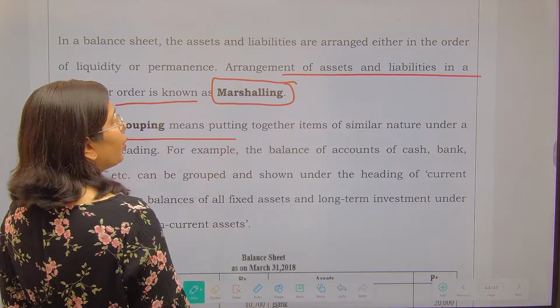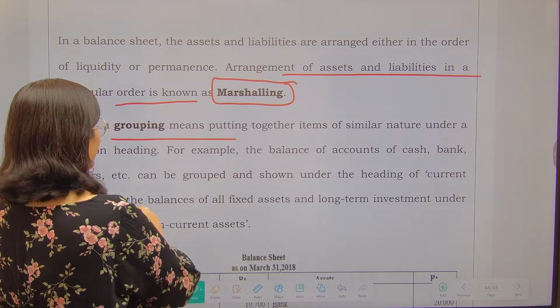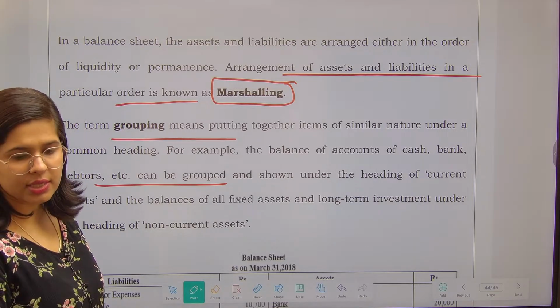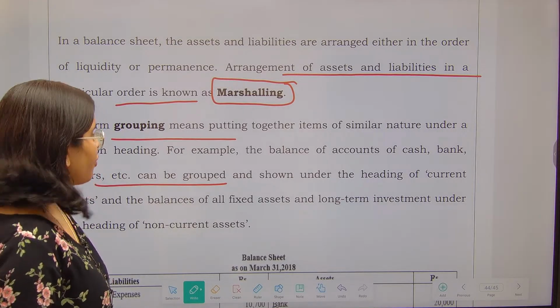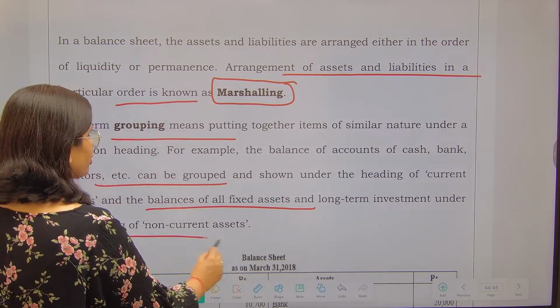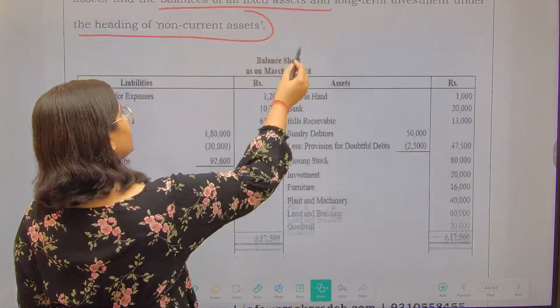In grouping, we put together the assets of similar nature together, like cash, bank, debtors, they are shown under the heading of current assets because they are of similar nature. Fine. And the balances of fixed assets and long-term investments, they are shown under the non-current assets. So this is the format.